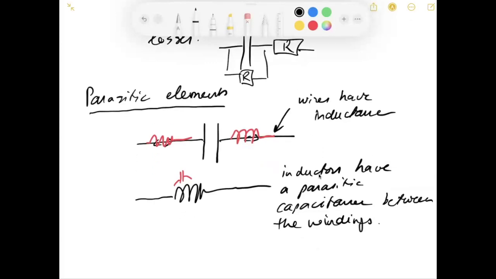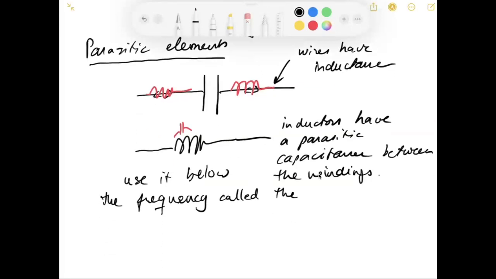And usually, when you buy an inductor, it'll tell you what the frequency is that you can still consider this a proper inductor. And you would use it below the frequency called the self-resonant frequency.